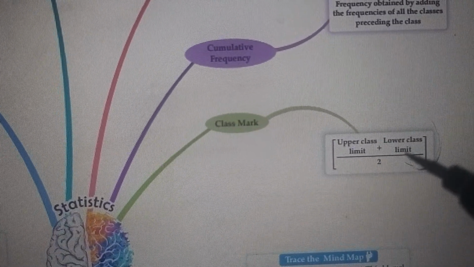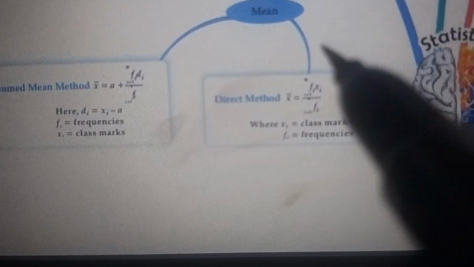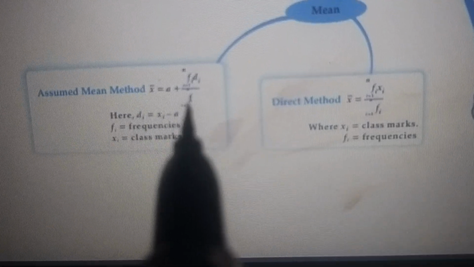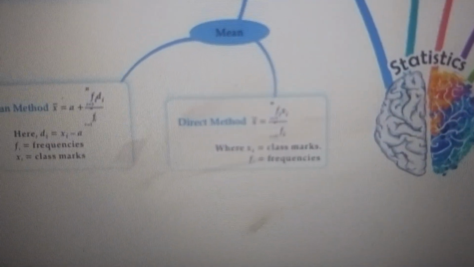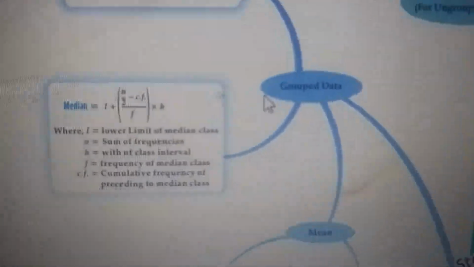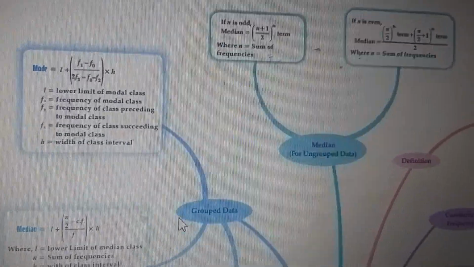Class mark is upper class limit plus lower class limit by 2. This is the direct method, and this one is the assumed mean method. We are not seeing it clearly, so see the mean formula in your textbook. The median formula is also important, and mode also. Whatever you have to find, we have to use the formulas for mean, median and mode.